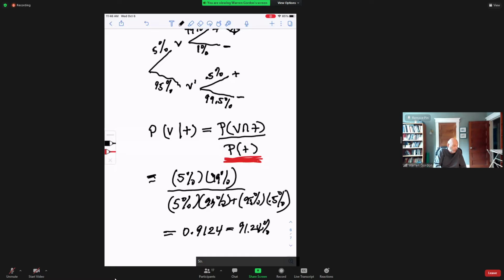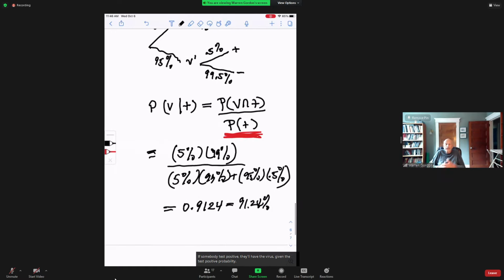So look what this says. Now let's interpret the problem. Let's see if this test is any good. This means a little over 91% of the time, if somebody tests positive, they'll have the virus. Given the test positive, the probability you have the virus is a little over 91%. Now, is that a good number or not? The question is, is this a good test?